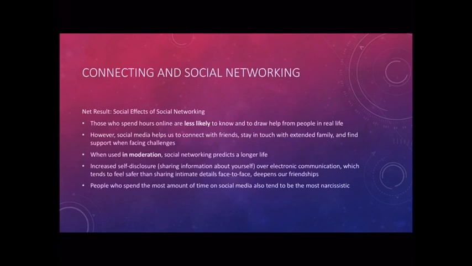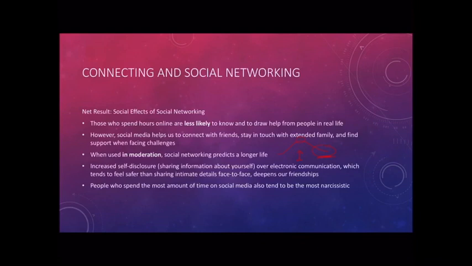Now, again, this is kind of like that arousal curve, right? Where if you're using too much social media, it'll decrease your lifespan. But when used in moderation, this kind of intermediate level predicts the best outcomes, predicts the longer lifespan.